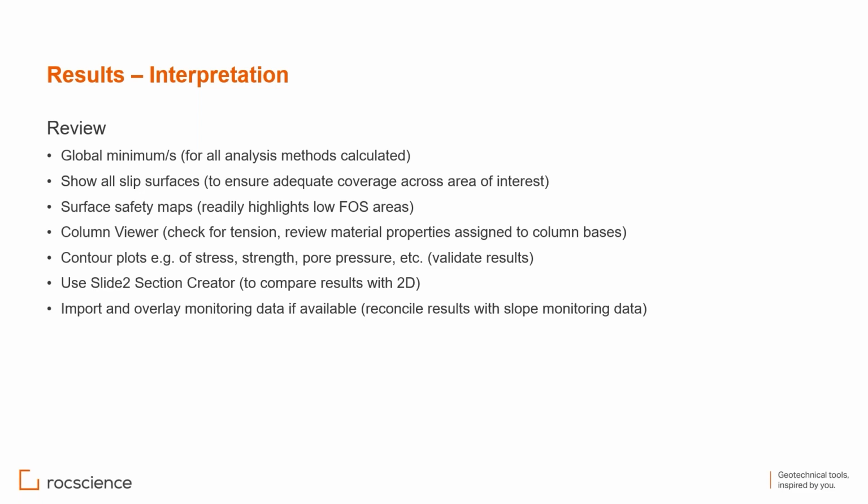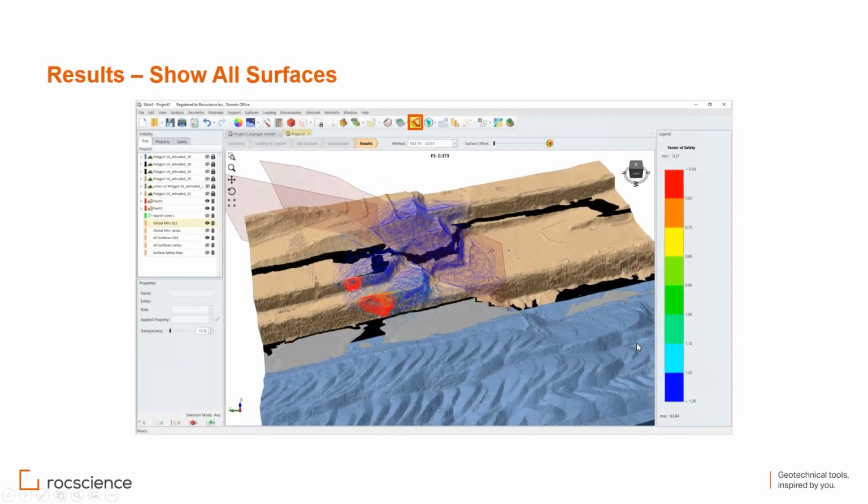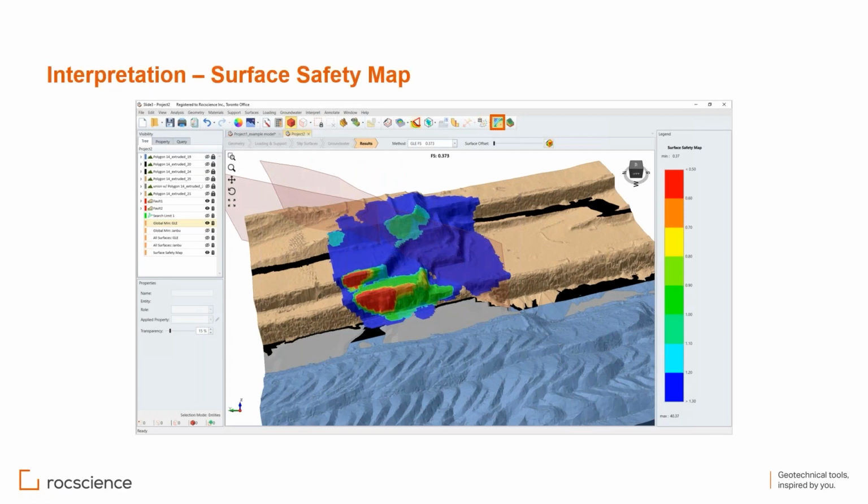In terms of results integration, we have different options. You can look at the global minimum. You can look at all surfaces in your 3D model. You can look at the safety map. The safety map is based on the different values of factor of safety at different locations.